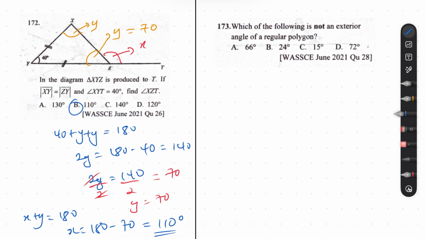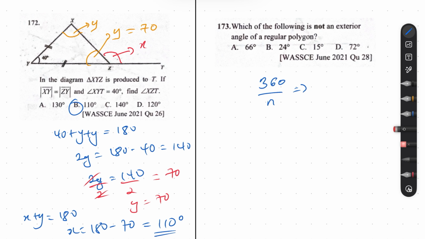Let's move on to question number 173. The question says, which of the following is not an exterior angle of a regular polygon? Okay, cool. We know that to find the exterior angle of a regular polygon, the formula is 360 over n. And then our result will give us a whole number. Right? When we divide 360 by the angle over here, we should get a whole number, which is n.